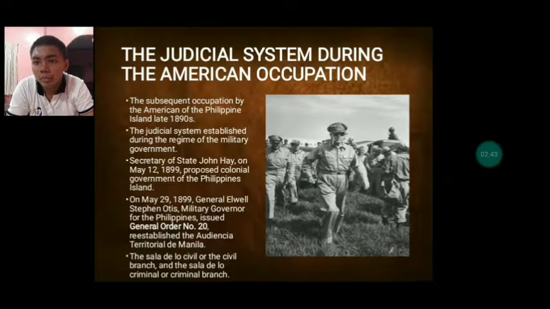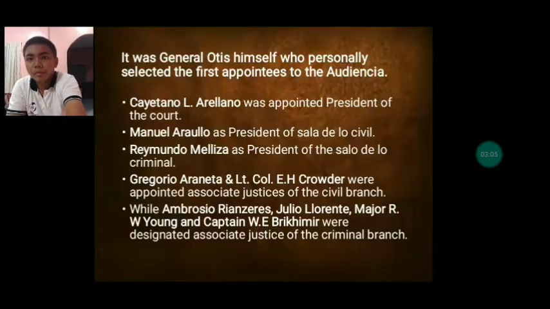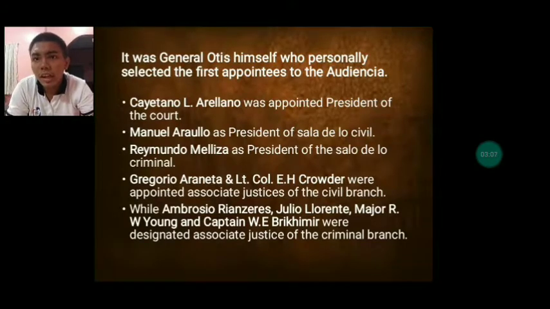So, let's proceed. The Audiencia was headed by officers and 8 members, organized in 2 divisions: the Sala de lo Civil or Civil Branch, and the Sala de lo Criminal or the Criminal Branch. It was General Otis himself who personally selected the first appointees of the Audiencia.